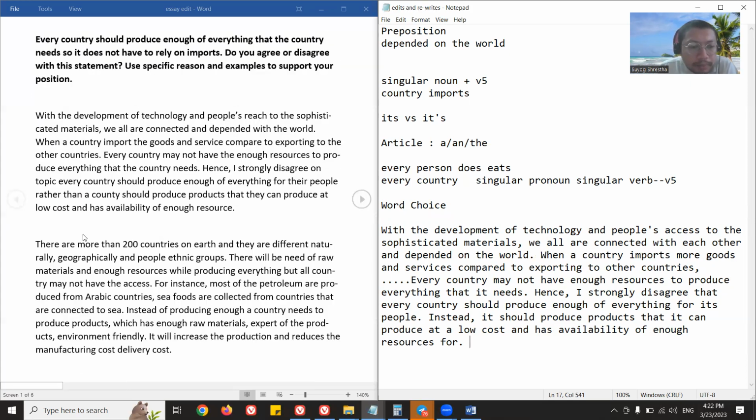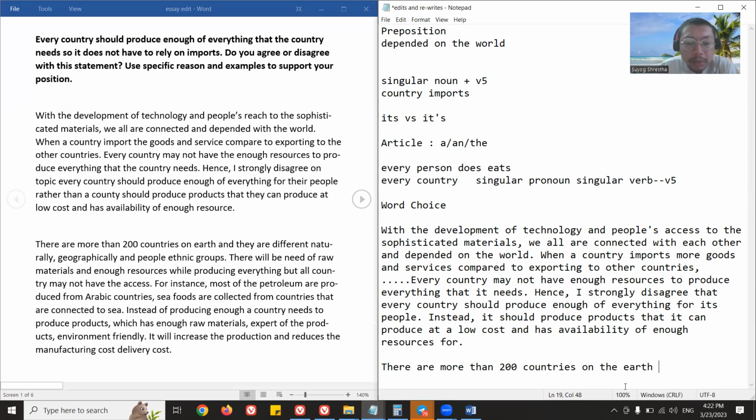Okay, there are more than 200 countries on earth. Okay, so on the earth. So there are more than 200 countries on the earth, and they are different naturally, geographically, and people ethnic groups.